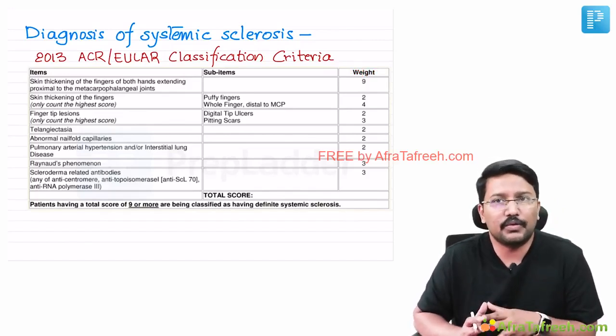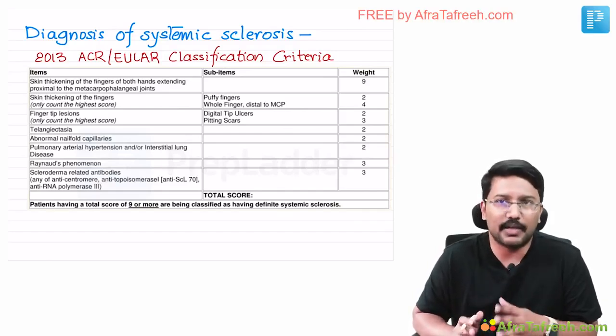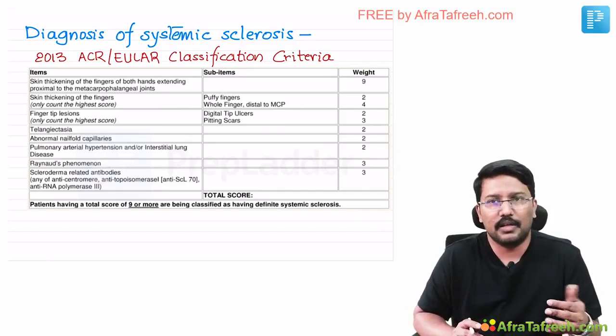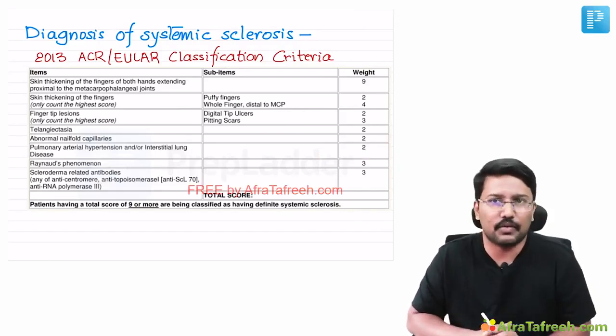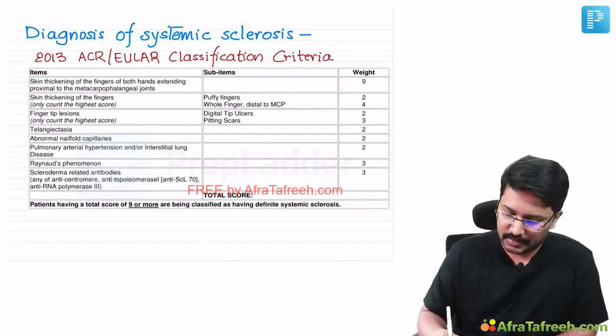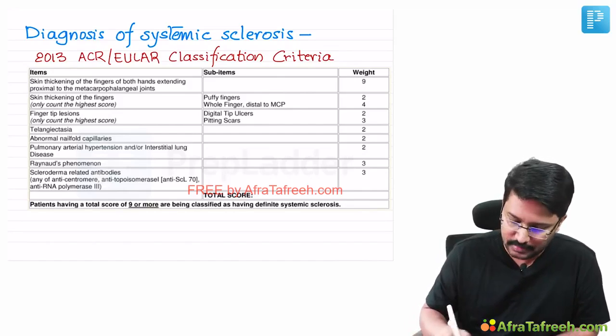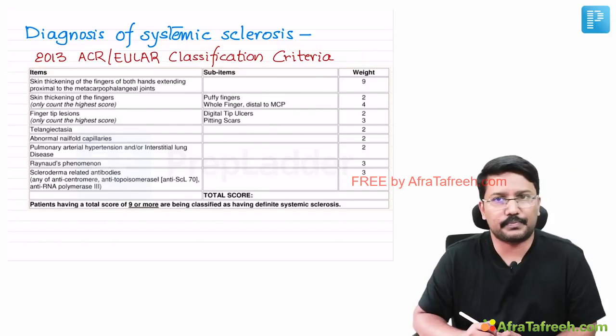Okay. Now coming to the diagnosis of scleroderma. Yes, I do agree that mostly we diagnose it based on the clinical context, but physicians have a tendency to follow the classification criteria for the diagnosis also, because it makes it a little more easier to approach the case. So what is the classification criteria that is currently prevalent? We have 2013 ACR or EULAR classification criteria.